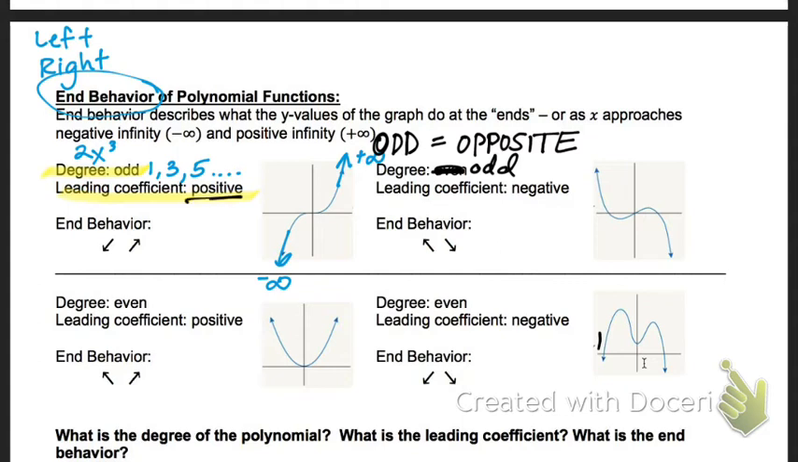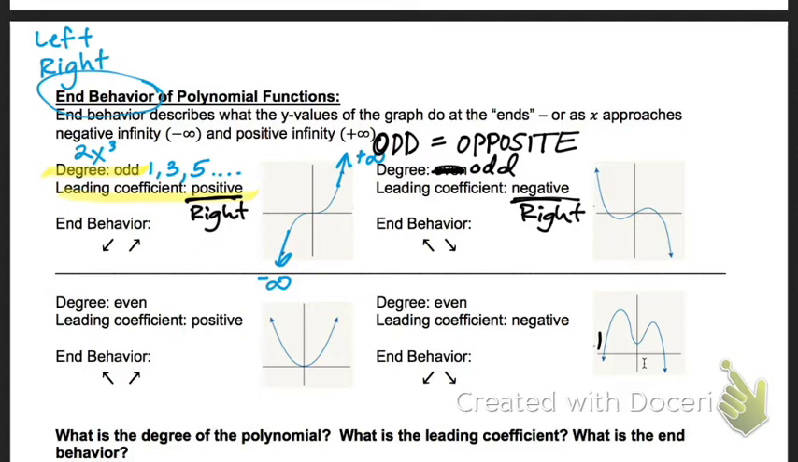Then positive means, if it's positive, it's going to be going positive to the right. If it's negative, then it's going to be going negative to the right. So whatever my leading coefficient is, that's what it's doing to the right. And then it's just doing the opposite in the other direction.